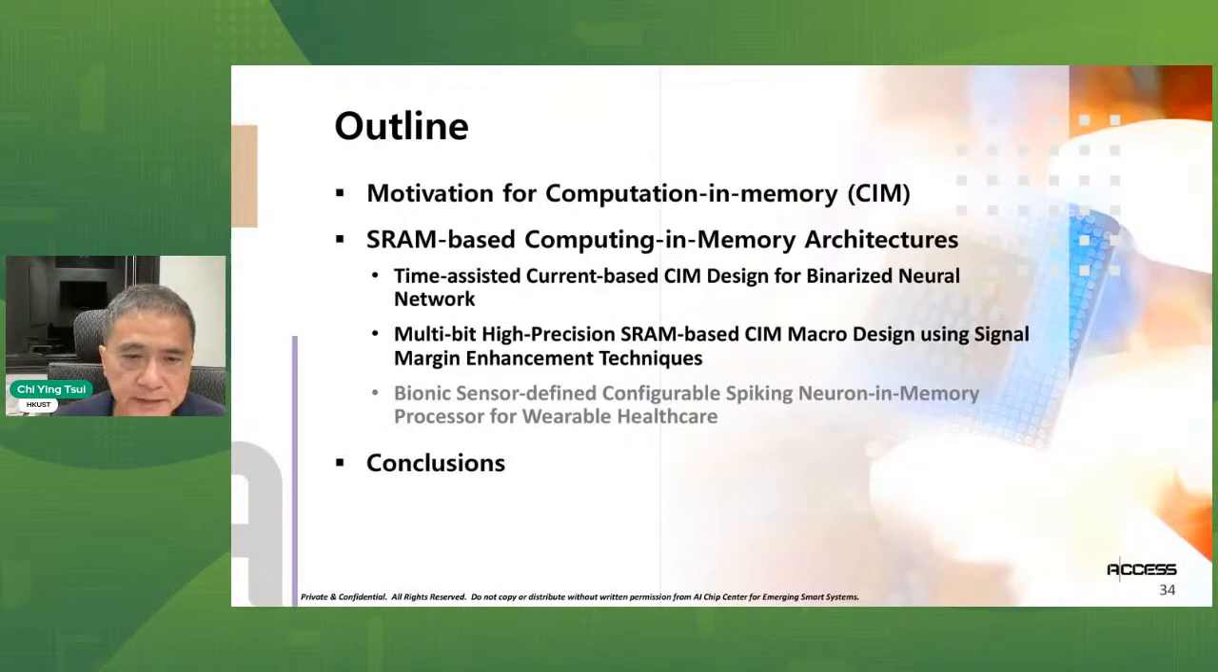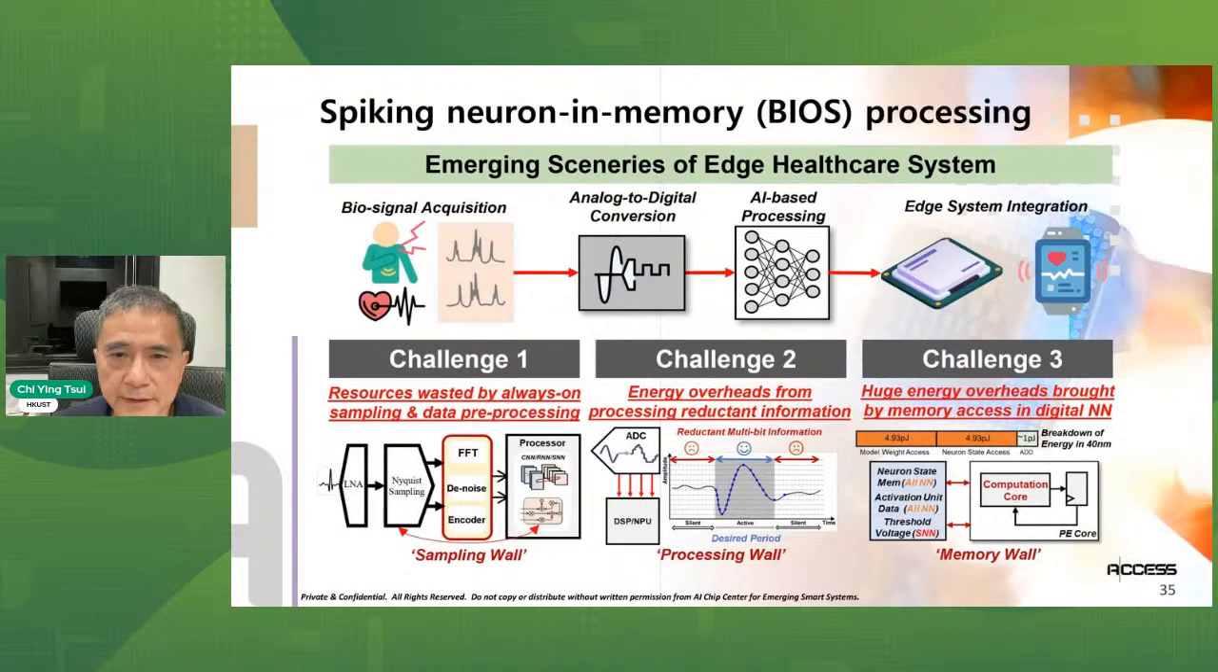Now the last work we want to look at is on using this cell design and macro design for spiking neural networks. One of the applications is an edge healthcare system. For an edge healthcare system, we have a sensor that does the biosignal acquisition and converts the analog signal into a digital signal, and then goes to the AI processor to do some classification and then output it.